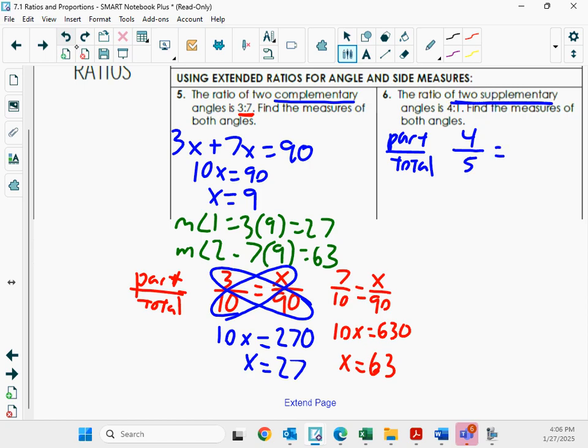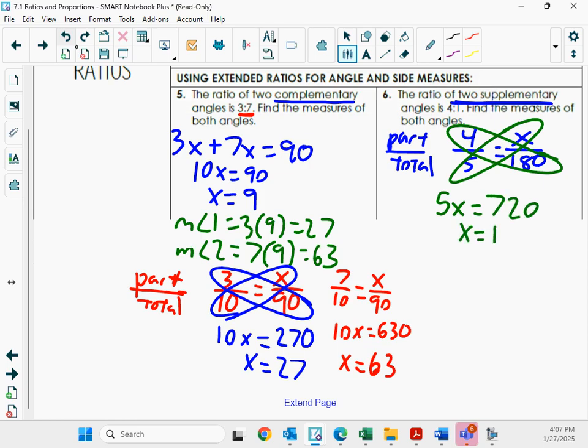If two angles are supplementary, how many out of 180? Now I could cross multiply. 5x equals 720. So x has to equal 144. So I know the measure of angle 1 is 144.